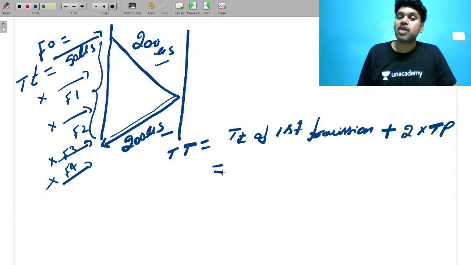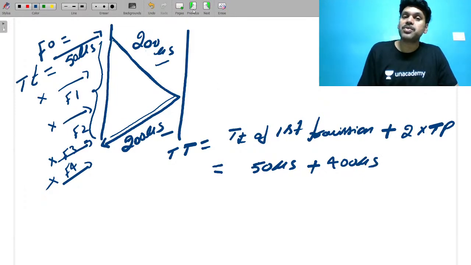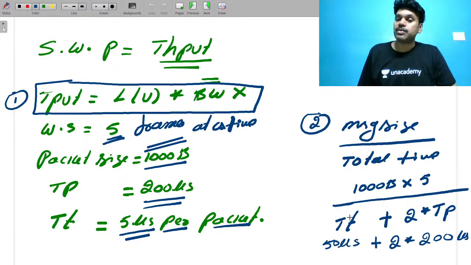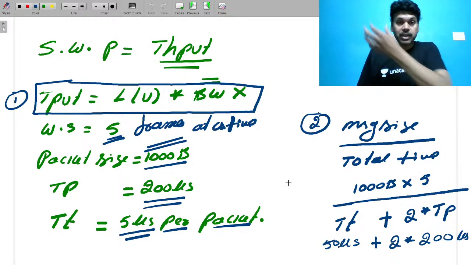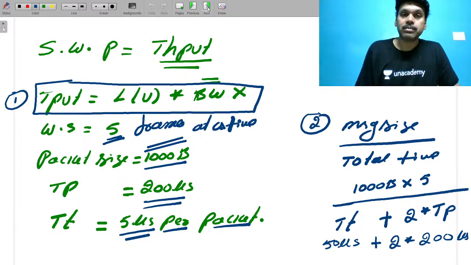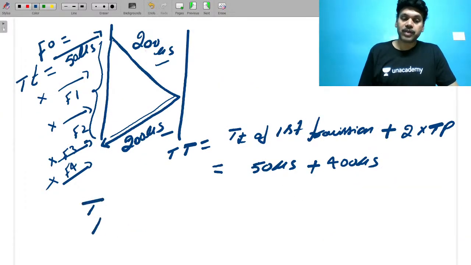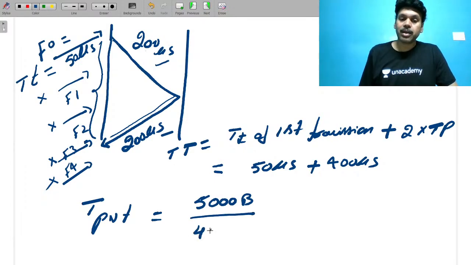So your answer is how much? 50 microseconds plus 400 microseconds. Total time is 450. So 5000 bytes by 450 is your answer. So your throughput is 5000 bytes by 450 microseconds.